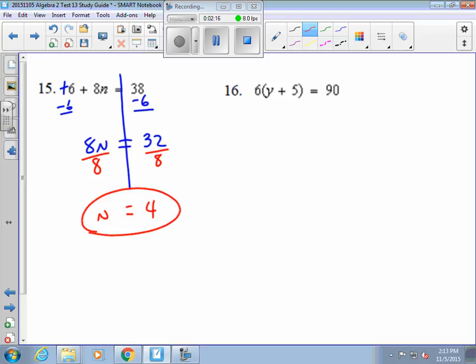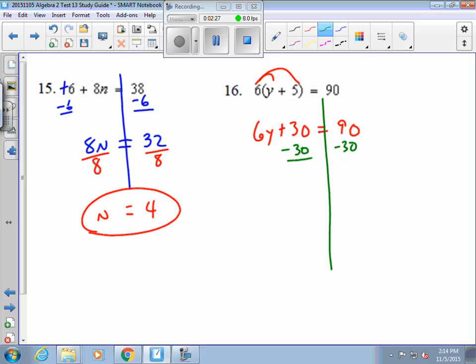You have to distribute: 6 times y is 6y, times 5 is plus 30, is equal to 90. Get y by itself by subtracting 30 on the left. Do it on the right as well. 90 minus 30 is 60, so 6y is equal to 60. Divide by 6 on both sides. Y's value then is 10.